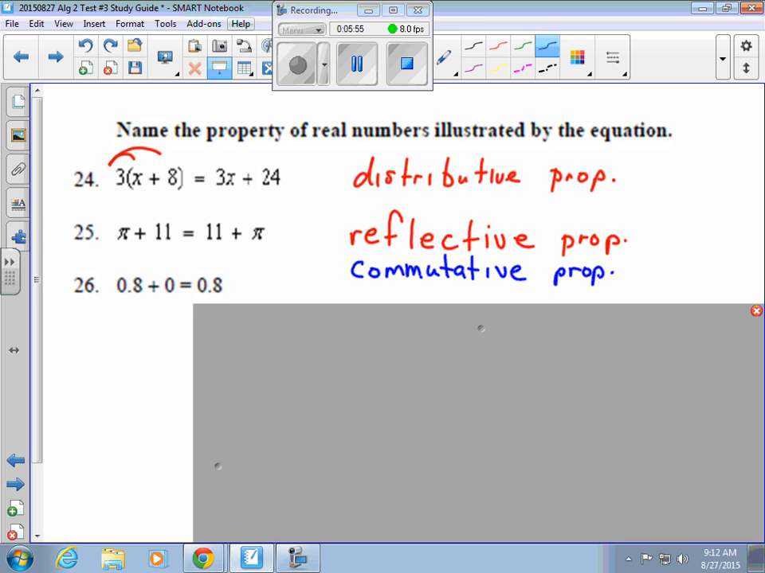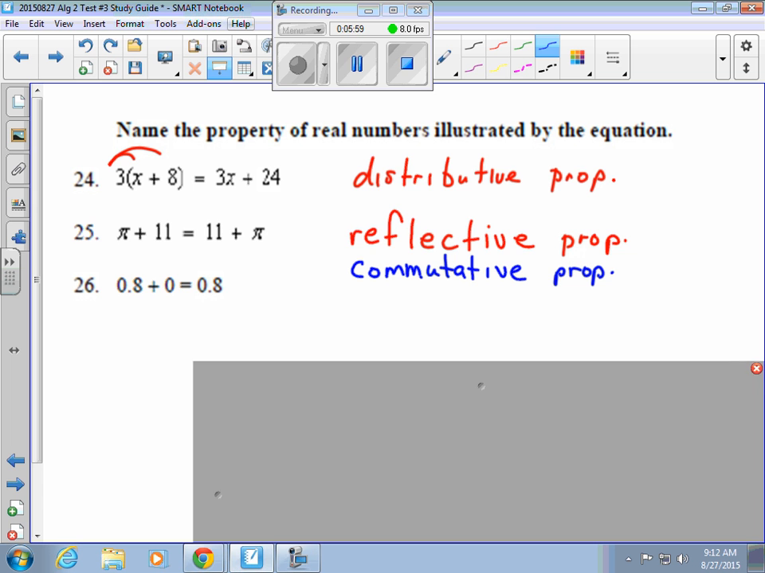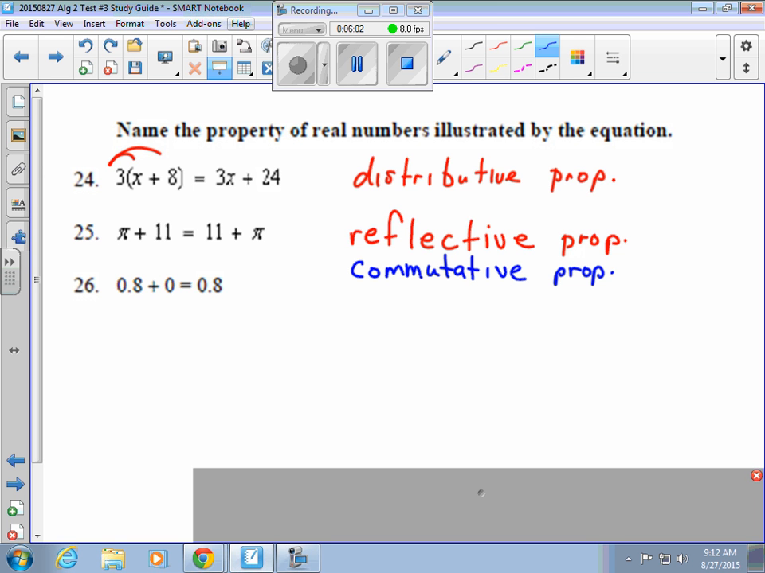So if you got commutative property, good job with that one. The last one's the most tricky one for most people because people look at it and they see, okay, well, it was 0.8 plus 0, and at the end, it's still 0.8. And when students get to thinking about it, well, it kind of looks like the identity property that starts coming through their head.